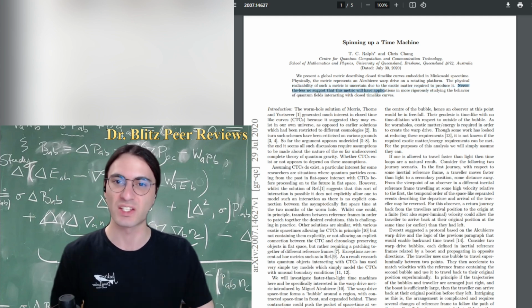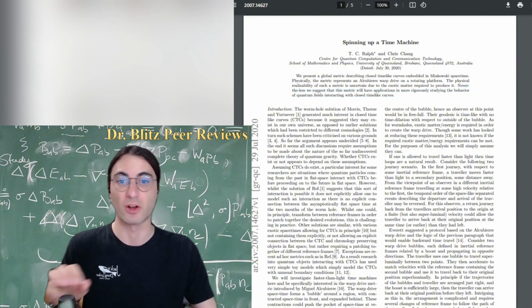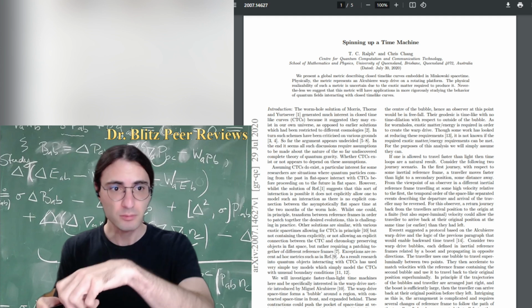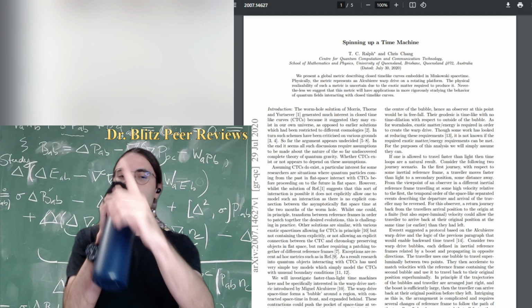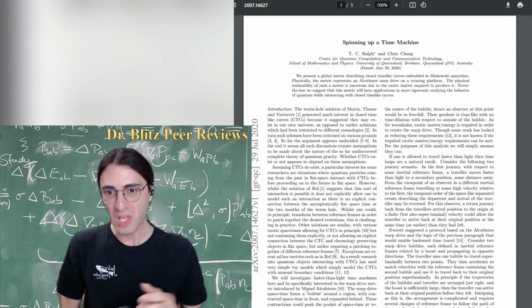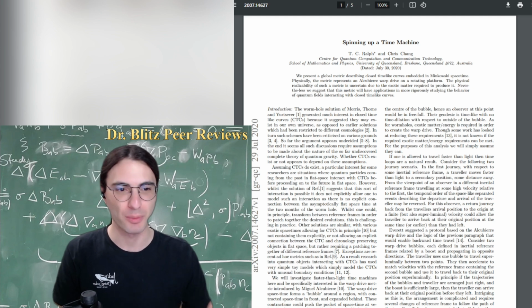Nevertheless, we suggest that this metric will have applications in more rigorously studying the behavior of quantum fields interacting with closed time-like curves. Interesting. Okay. So that's where we're going to go. All right. I don't actually know. Well, this paper is cited at least once, so it's probably fine.